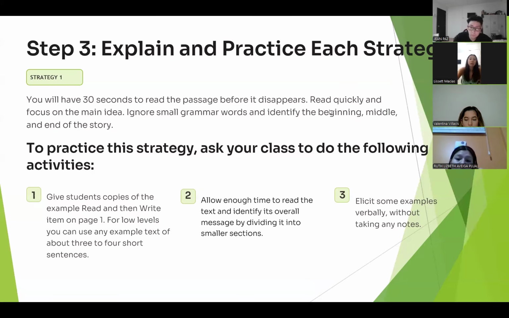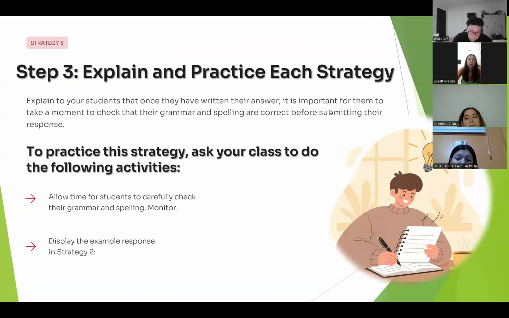So, next slide, please. And we have step 3 again, explain and practice each strategy. This strategy is about checking students' work before they submit it. After writing their answers, students review their grammar and spelling. The teacher monitors and provides support if needed. And then the teacher shows the example answers so students can compare their work and identify any mistakes. This strategy helps students improve the accuracy and quality of their writing.